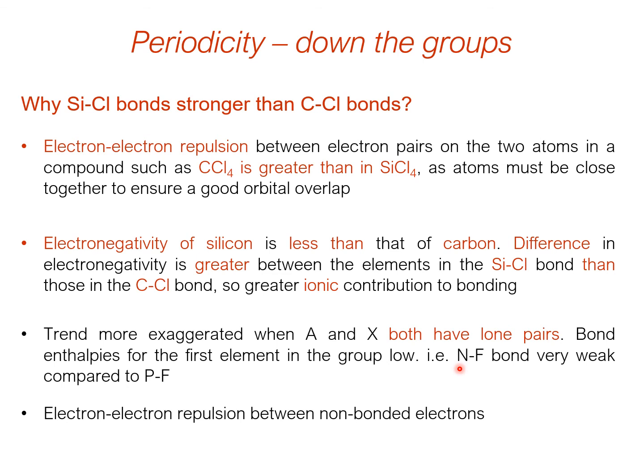And finally, this trend is more exaggerated when A and X both have lone pairs. So the example here is like nitrogen and fluorine. This is very weak compared to phosphorus and fluorine. So it goes back to this electron-electron repulsion. But this time, rather than there being no lone pairs on the carbon, there are lone pairs on nitrogen. So these repel the lone pairs on the fluorine a lot more and weaken the bond a lot.